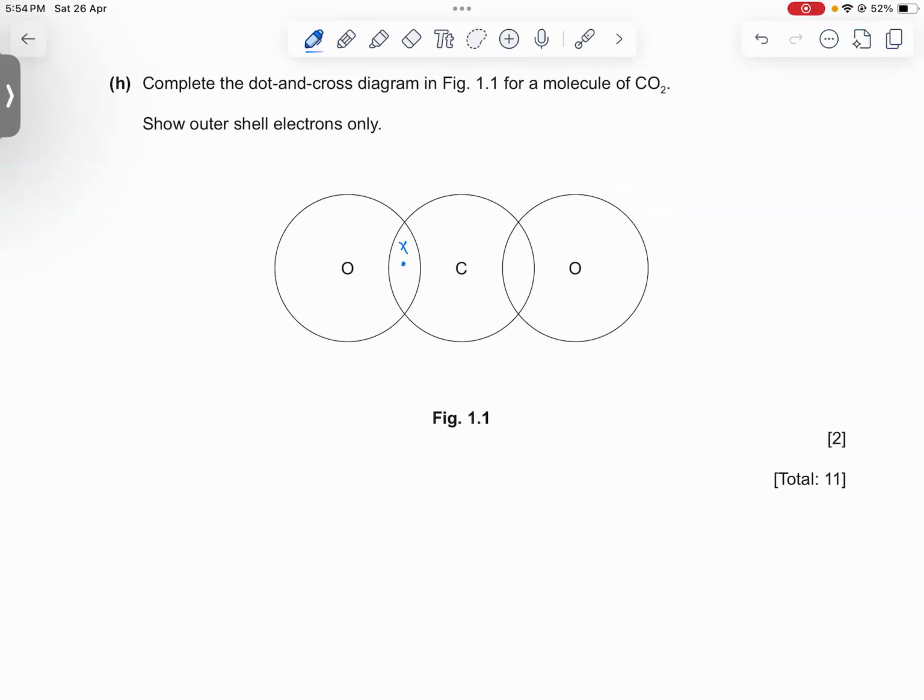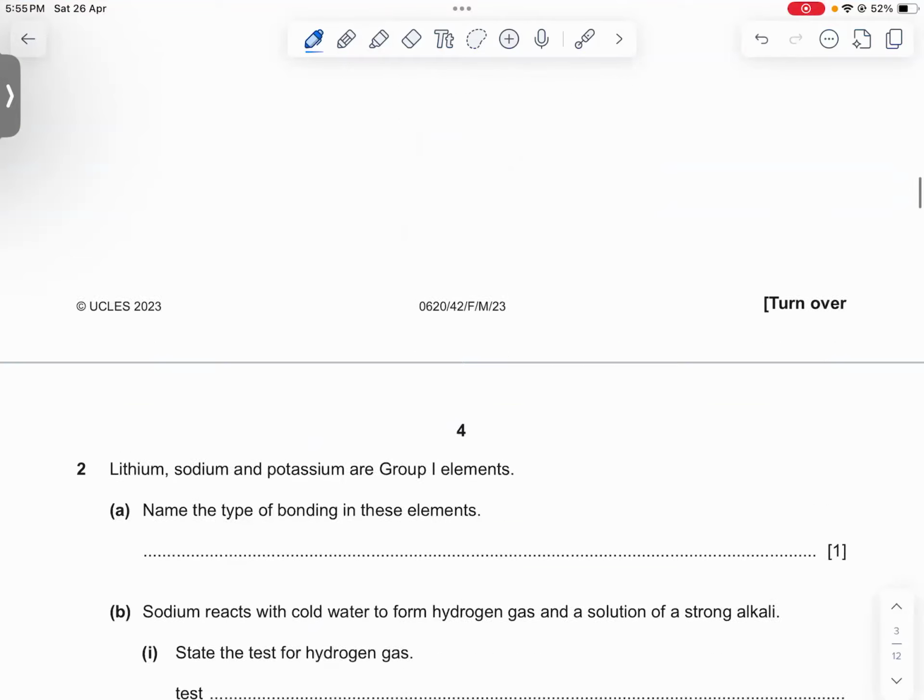This is present in our notes, so we can just do this, and this. And then the oxygens, they have two extra pairs of electrons each, meaning they have two pairs of extra electrons each, right? Like this. Okay, so this is what you have to draw.